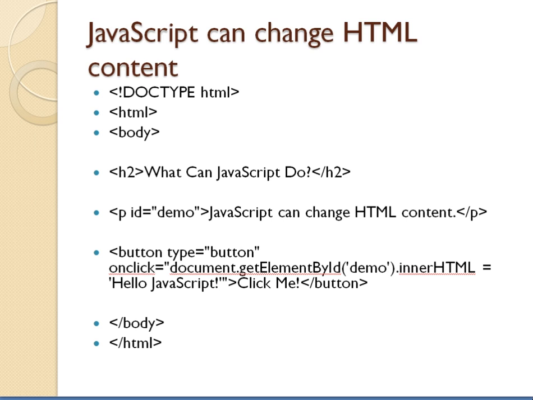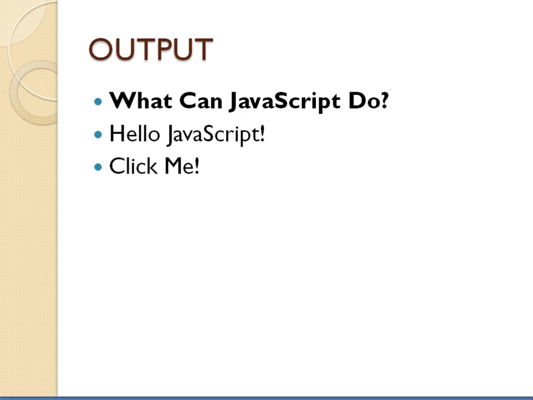Button type button, and this I told you, on the button only we write the coding of it. So we have to create a button, then we have to write onclick. document.getElementById demo innerHTML, Hello JavaScript. Click me would be written on the button, and then button close in the body, and finally closing the HTML tag.